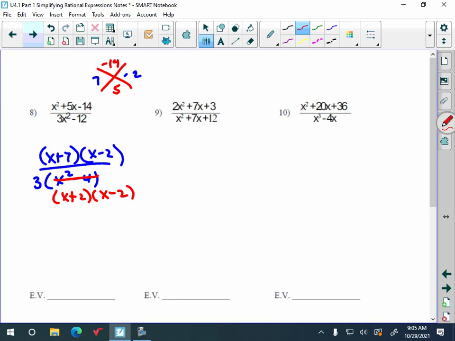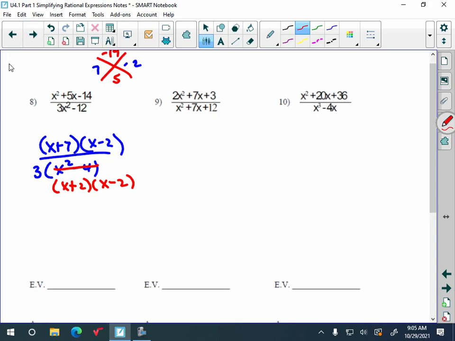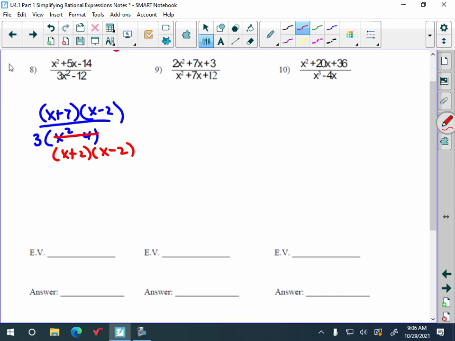All right, so now everything's factored. So what would the excluded values be? Negative 2 and positive 2. All right, now I want to simplify. I have an x minus 2 on top and bottom. I can cancel those out. And that looks like it. So x plus 7 on top over 3 times x plus 2 on the bottom.